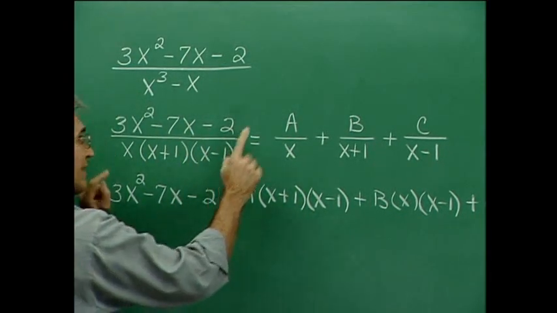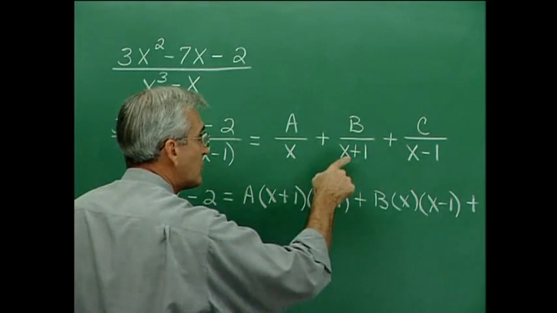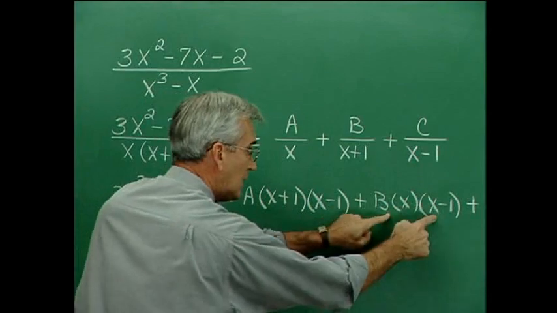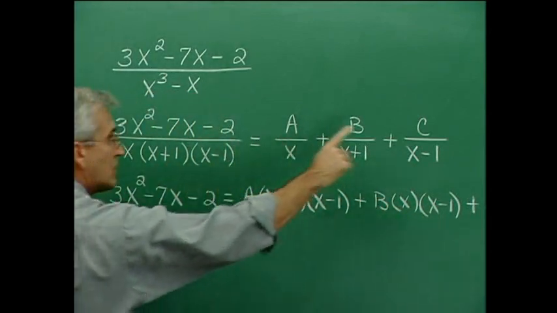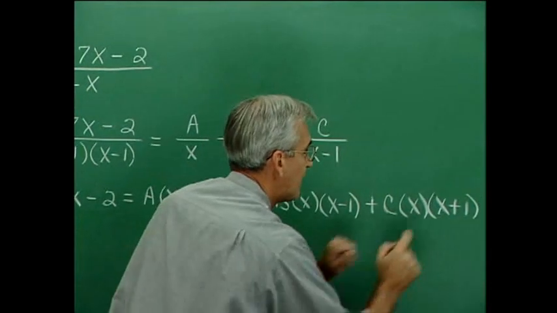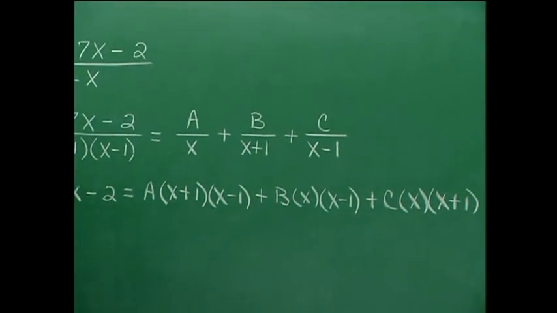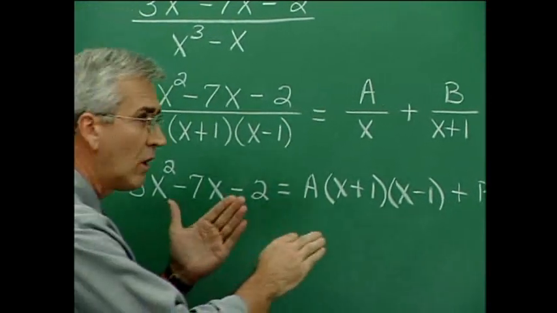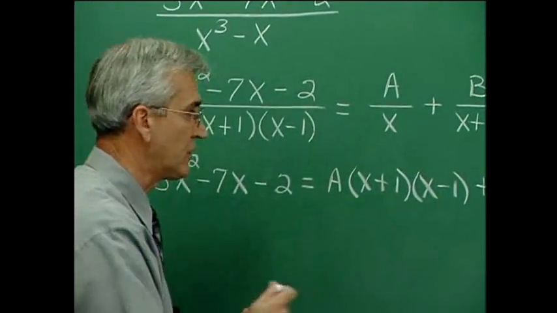Then these three factors times this fraction, the x plus 1's go out, and we have x times x minus 1 times b. And then these three factors times this fraction, the x minus 1's go out, so we have c times the other two factors. Now we want to choose, cleverly, values of x that will cause various terms to disappear.